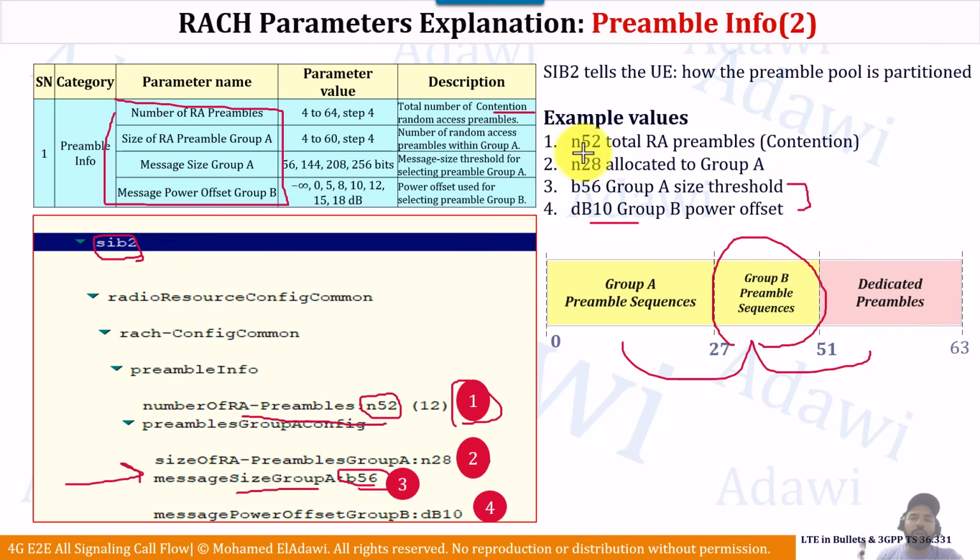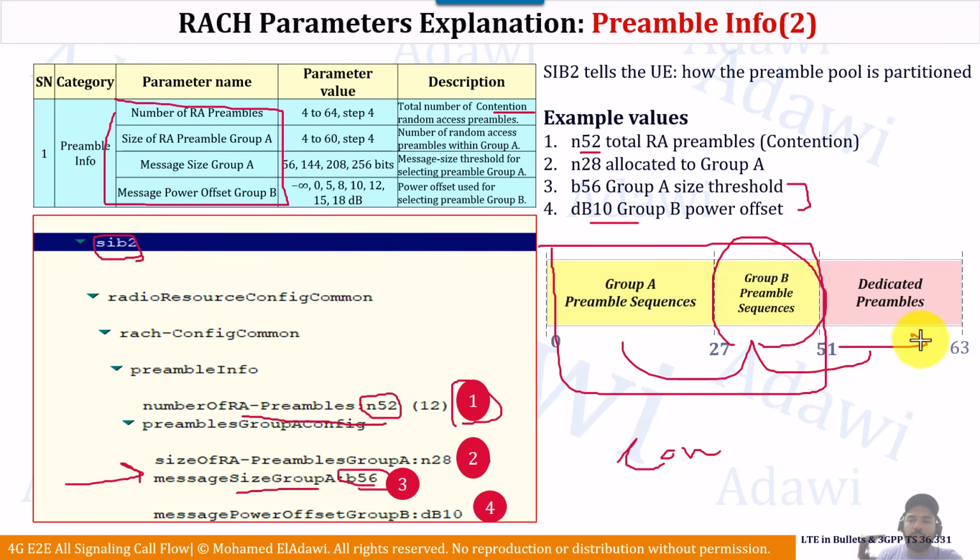But in general, what will be the classification of group A, group B and dedicated preambles? You have a total of 52. So I know now that I have a total of 52, so for the contention part it will be from 0 to 51. This is for contention-based access. And the rest, from 52 to 63, will be used for the dedicated preambles, or the contention-free random access preambles.